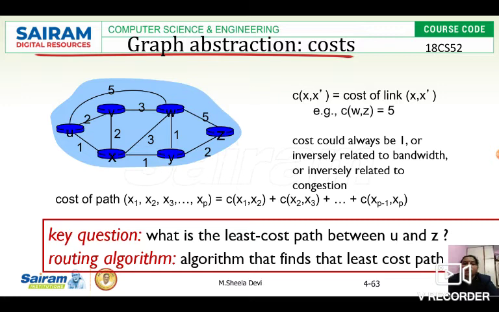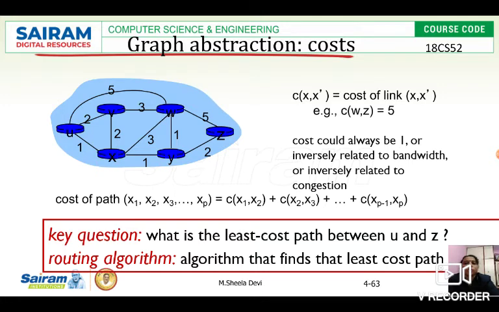If you see this diagram, from u to z, which is the best path? First, to decide the best path, we should know what the multiple paths are that exist between u and z. Among those, which is the cheapest one? We have to check. That cheapest one will be called the best path.